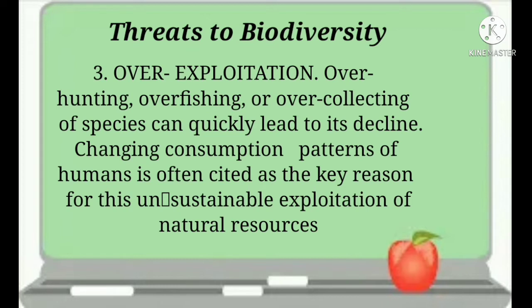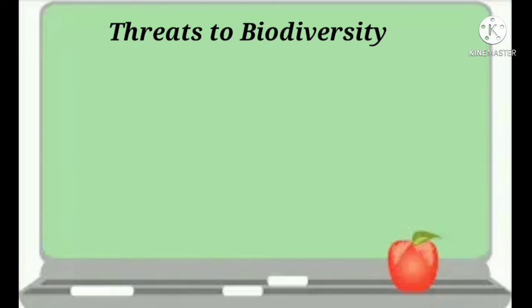The third one is exploitation: over hunting, overfishing, or using chemicals to catch fish quickly, and over collecting of species can quickly lead to the decline. Changing consumption patterns of humans is often cited as the key reason for this unsustainable exploitation of natural resources.